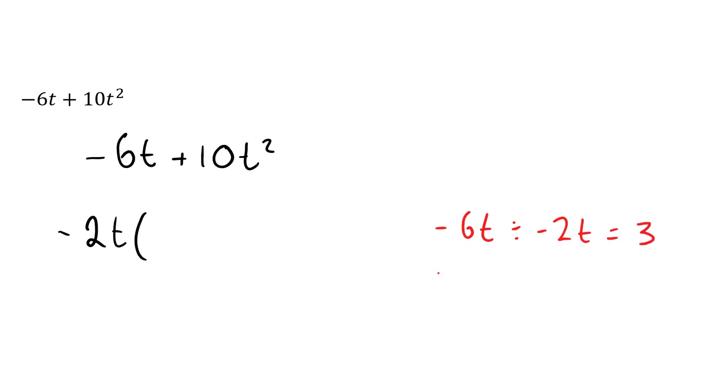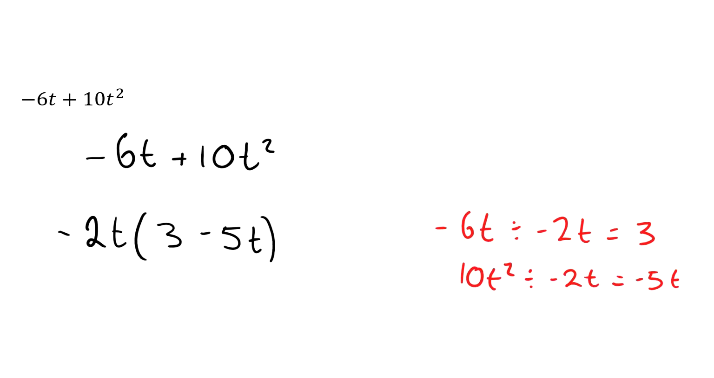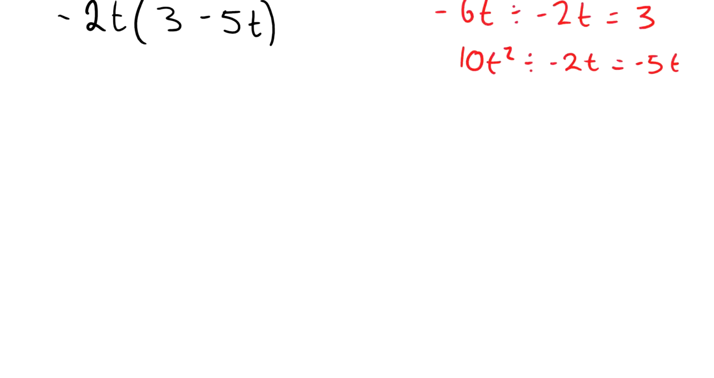And down here we're going to have 10t squared divided by negative 2t, and that gets me negative 5t. So I can write that in here. So 3, take away 5t there. And that's that factorized. That was the quick way if you can just see it. But remember, if you can't, feel free to use the list of factors.